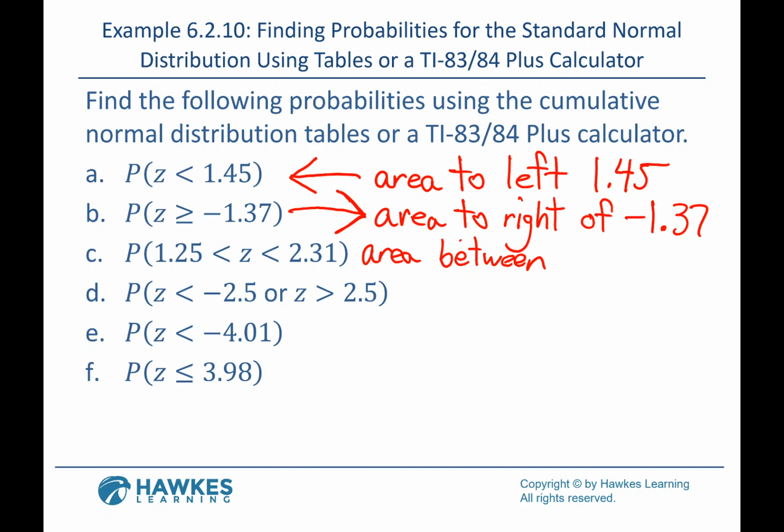And then for this last one, guess which one it is? This is two tails, because we've got two pieces. This one says what's the probability z is less than negative 2.5 or greater than positive 2.5. So we've got two pieces. That's the area in the two tails.